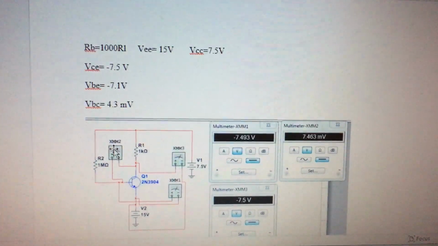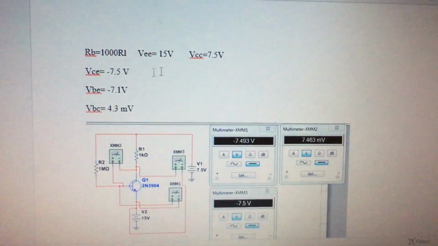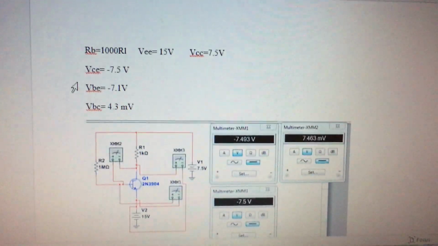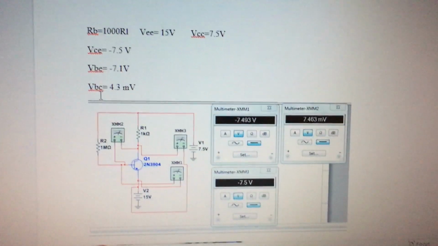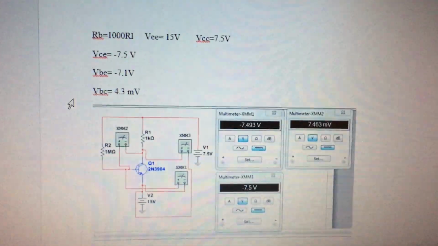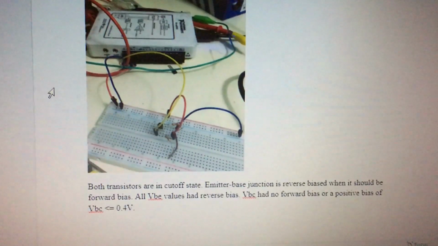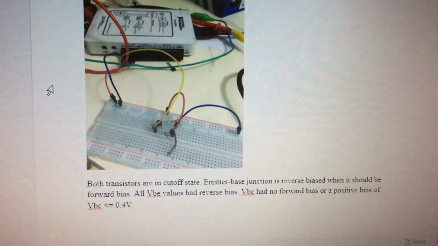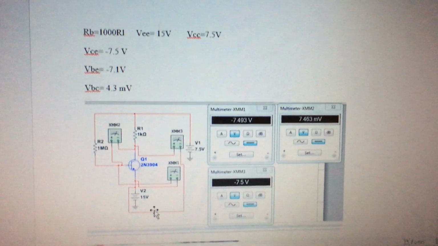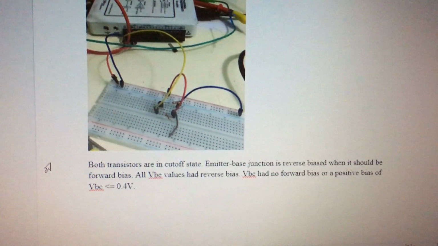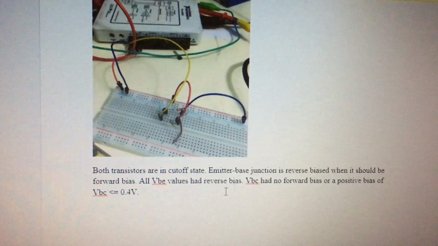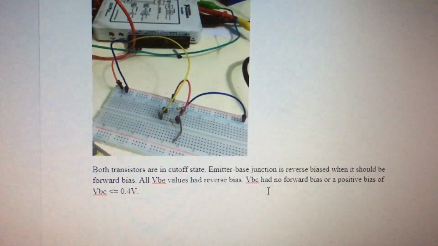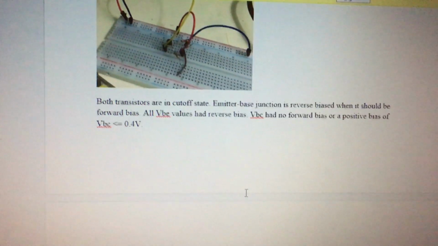And here, when the base resistor is at 1 mega ohm, still the same bias values. We get the collector-emitter at negative 7.5 volts, base-emitter voltage at negative 7.1, base-collector voltage is a small value, 4.3 millivolts. So here both transistors are in the cutoff state. The emitter-base junction is reverse biased when it should be forward biased, as we can see right there. And also all the voltage values for the base-emitter junction have reverse bias. The base-collector junction voltage had no forward bias, or just a very small positive forward bias.